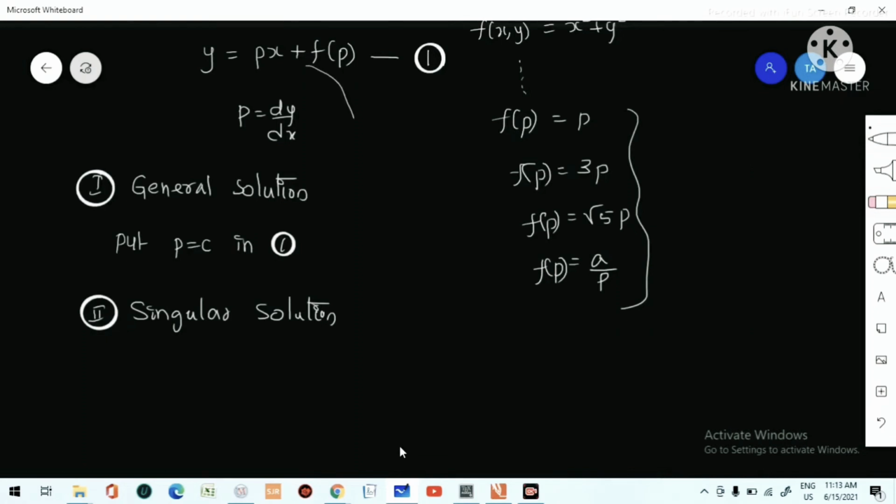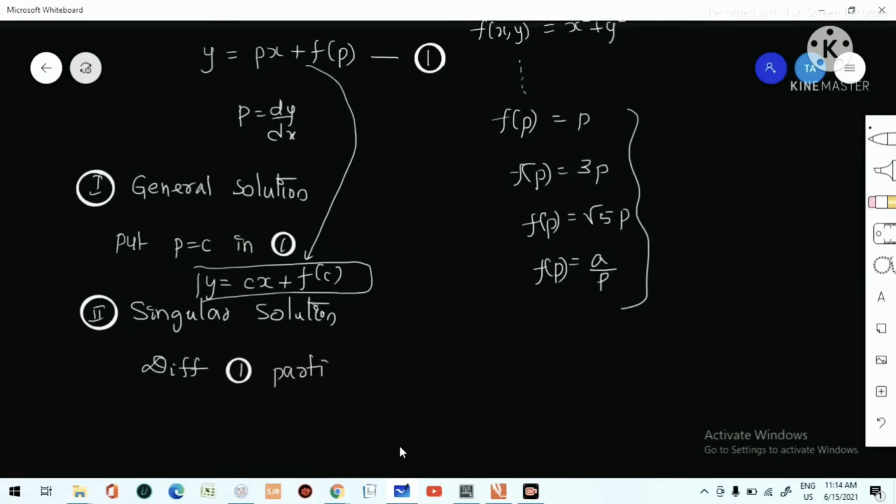If you just substitute p is equal to c in 1, you will get the general solution. So what will this equation become now? y is equal to cx plus f of c. This is your general solution. That's all.